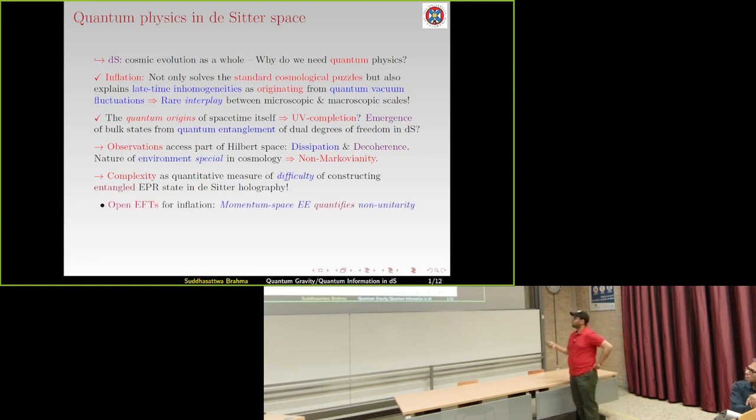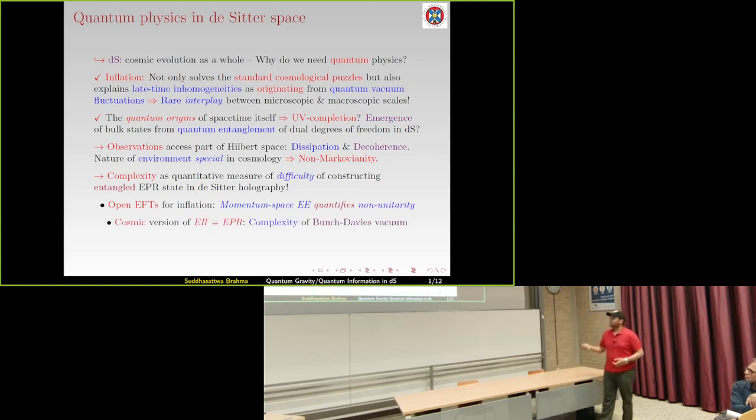Concretely, for the first part, I will consider an open quantum systems approach to inflation. That would mean that I would have to consider open EFTs, and in particular, I will look at this momentum space entanglement entropy as a quantifier for non-unitarity, or non-unitary evolution, in the theory. For the second part, I will examine this new proposal by Strominger and Cotler about a cosmic version of ER equals EPR, and show that there is a way to actually compute the complexity of this EPR state.